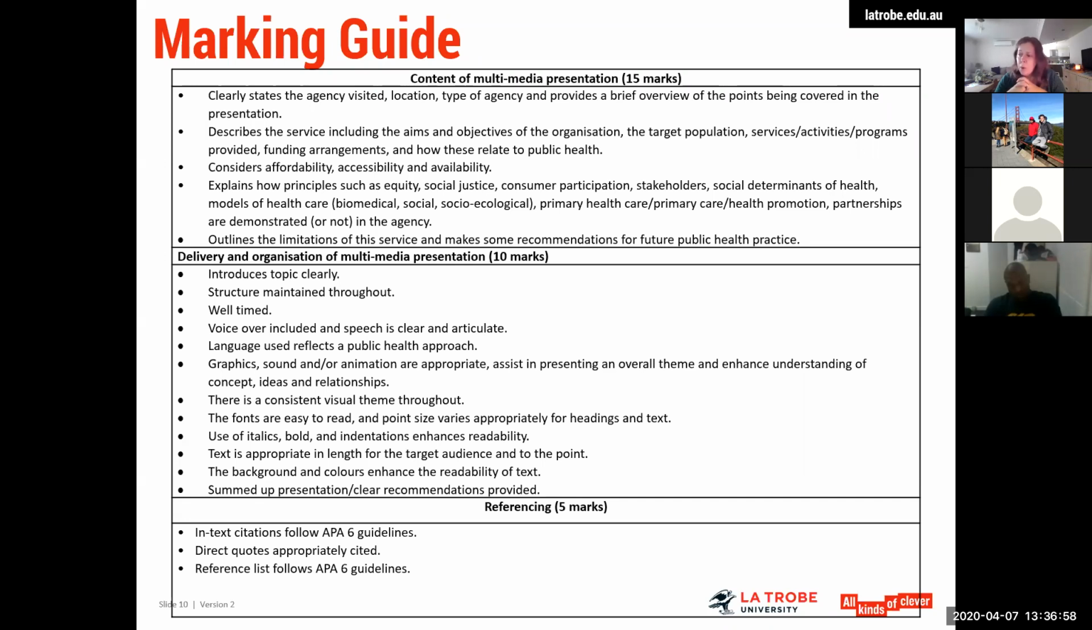Text needs to be appropriate for the target audience and needs to be to the point. So you wouldn't want to have slabs of text on a slide. That's really difficult for the audience to read and to take in. And you wouldn't want to have a whole lot of text that you're just reading out either. So try and keep it to key bullet points and then use the speech to actually expand on those particular points.